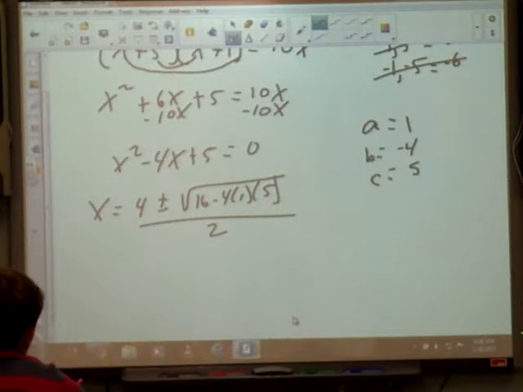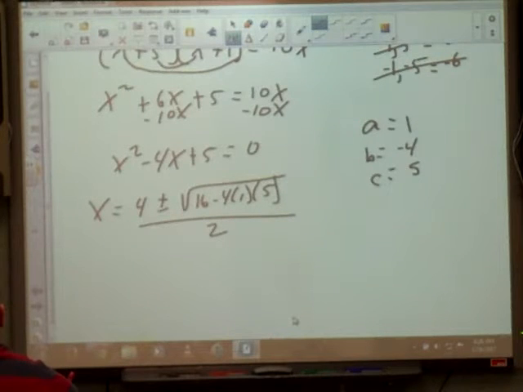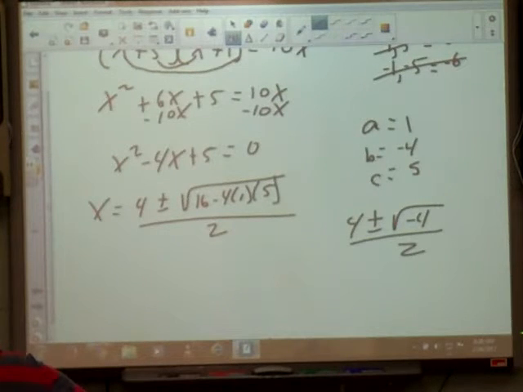Anybody else see it? That's exactly right, Miss Leah. You're going to get a negative underneath the radical, because right here, 4 times 1 times 5 is 20. So you got 16 minus 20. So we've got 4 plus or minus the square root of negative 4 over 2.